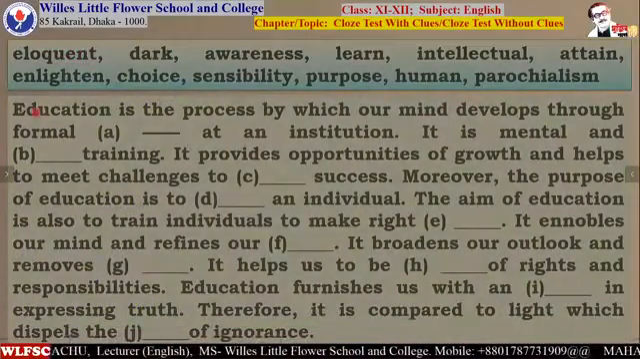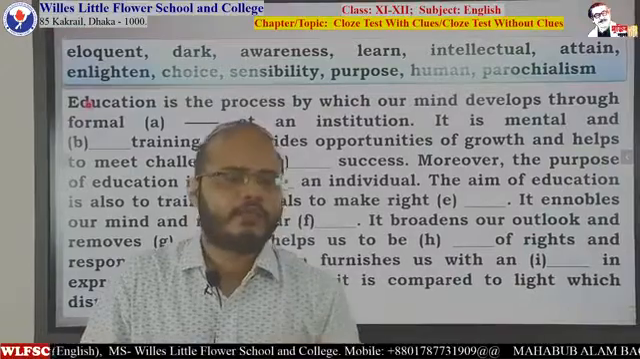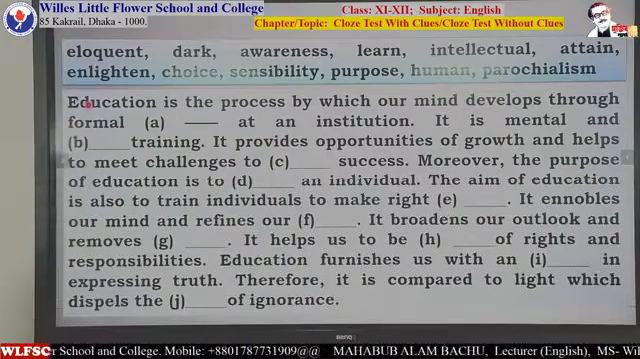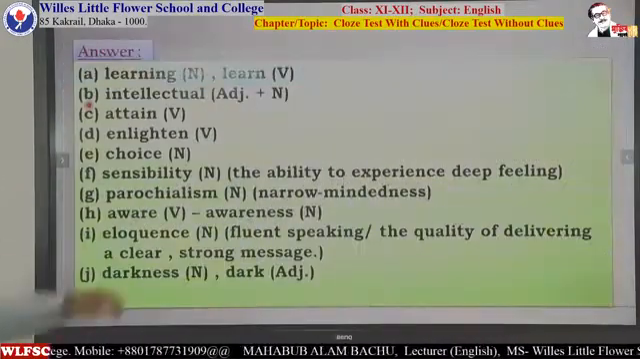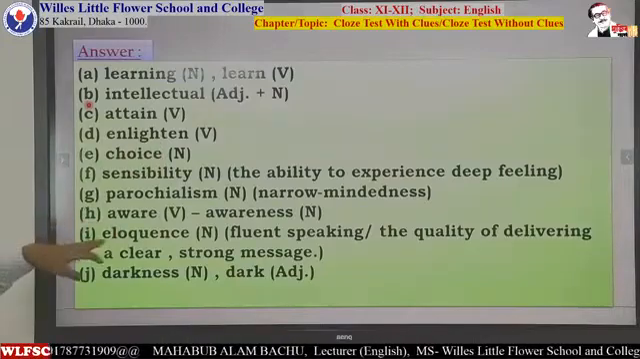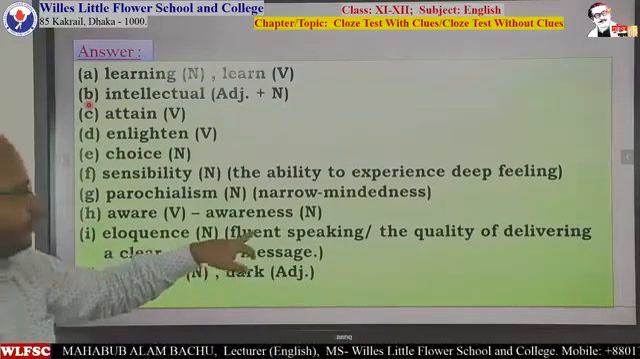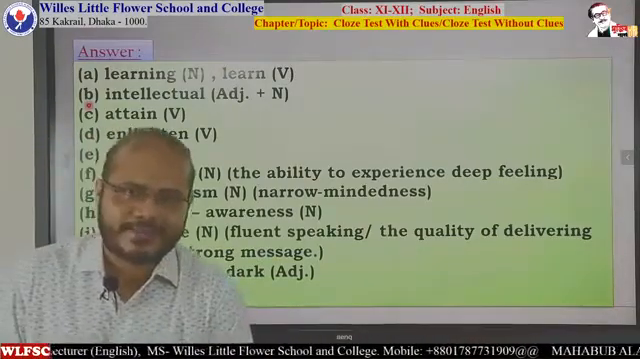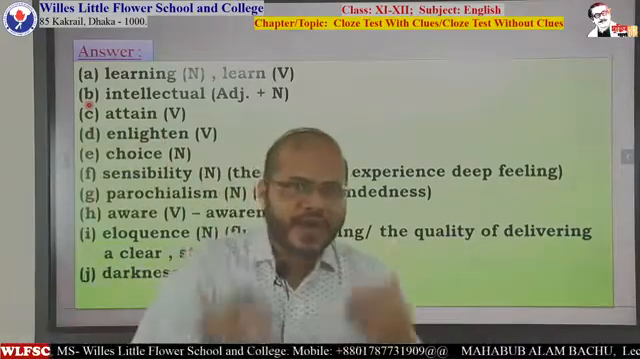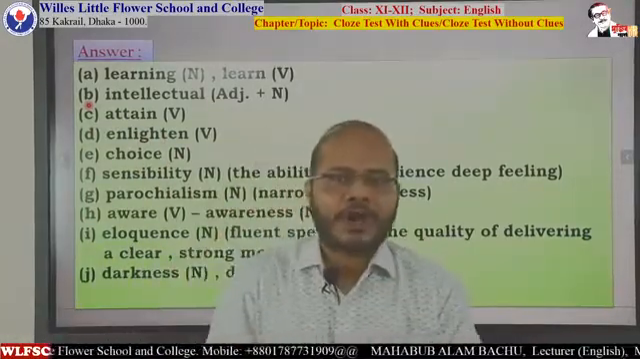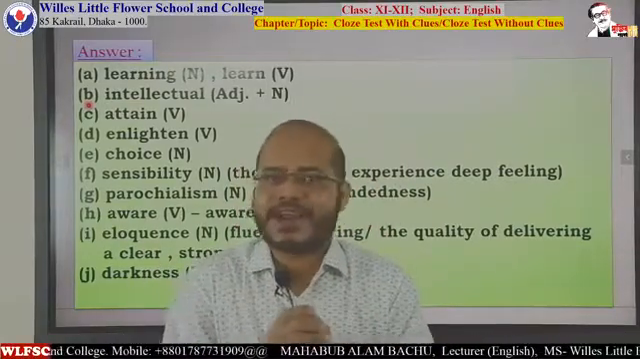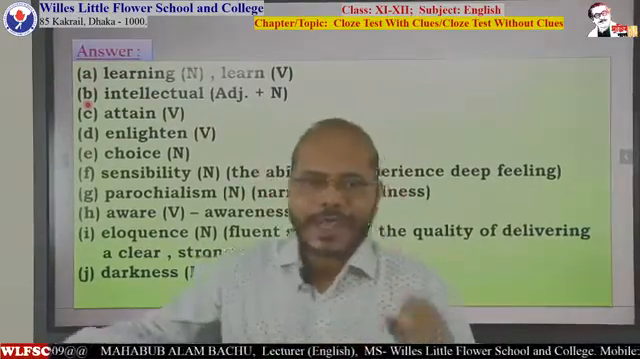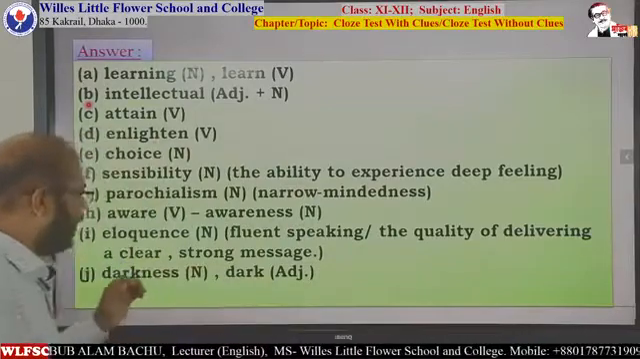Okay, now the second practice. This is another one. At first you have to go through the words. Look at the word eloquent. The meaning of eloquent is fluent speaking, the quality of delivering a clear, strong message. When you are very positive in your expression, or you have the ability to express yourself or your speech very clearly, you will be eloquent. So eloquence is the noun form of eloquent.